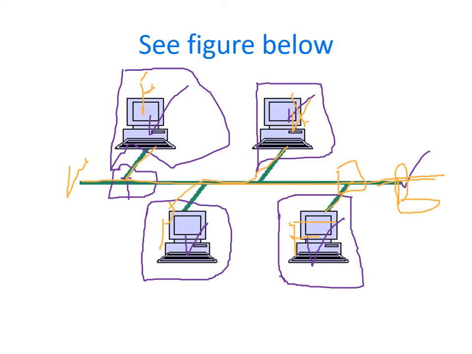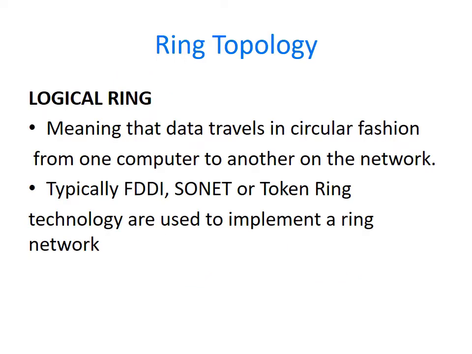I think you're getting something on that. Let's move on to ring topology. Ring topology is a logical ring, meaning the data travels in a circular motion from one computer to the other. The typical technologies for implementing this ring topology are fiber distributed data, SONET, and token ring. These are technologies for ring topology that are currently being used.